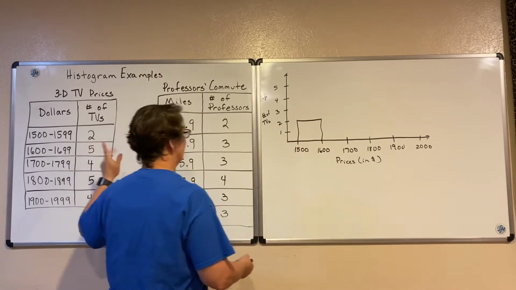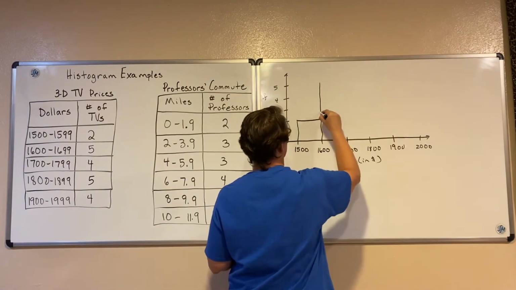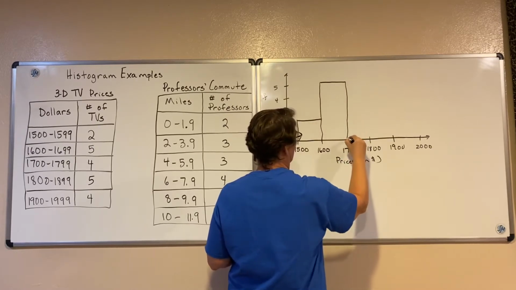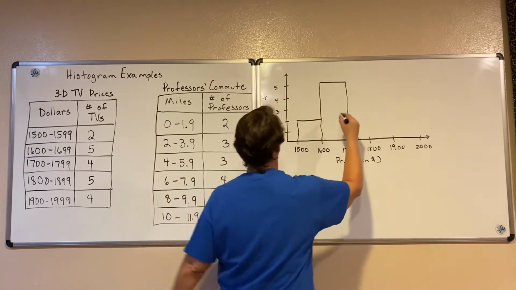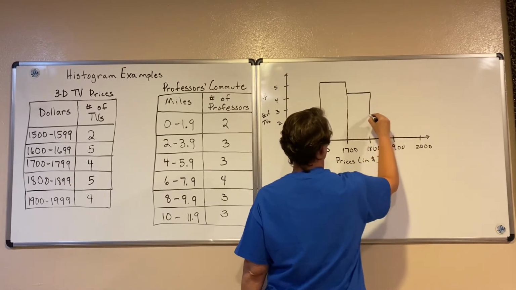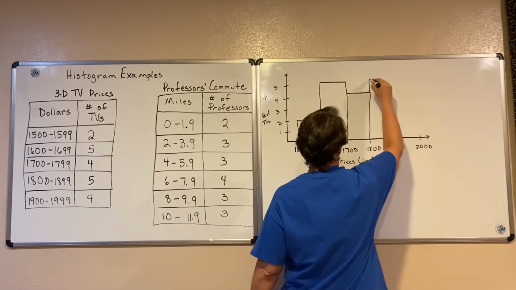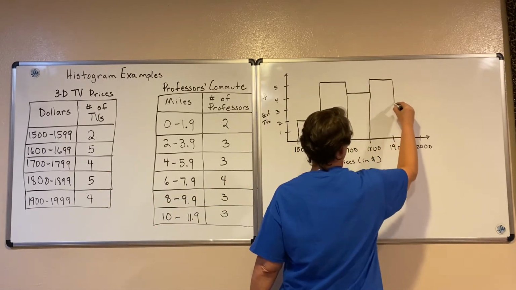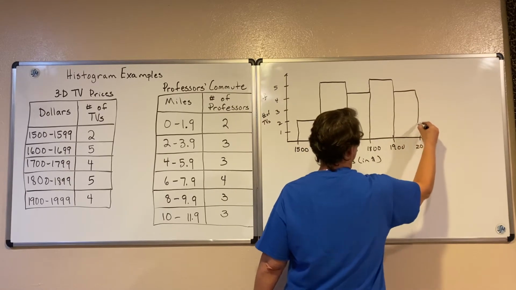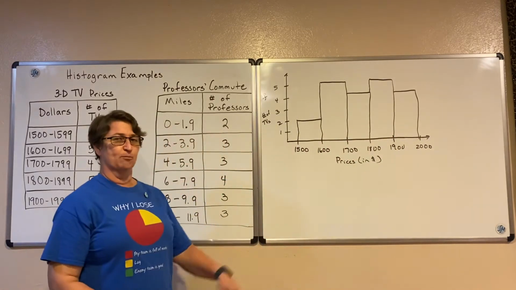Then there are 5 within 1600 to 1699. So I make that bar go up to 5. There are 4 in the next class or bin. There are 5 in the next one. And in the last bin, they're back down to 4 again. Notice how my bars touch each time because we're on that number line.